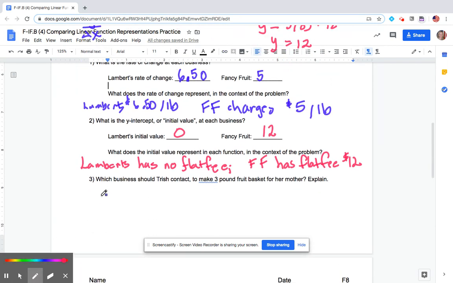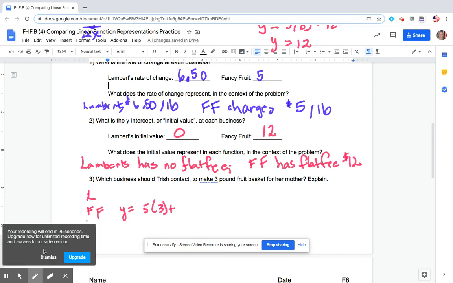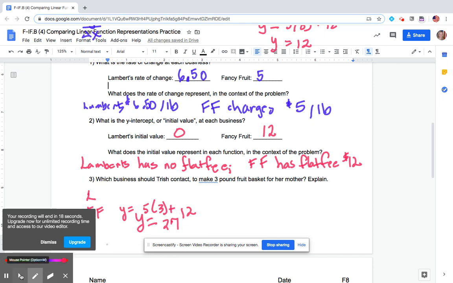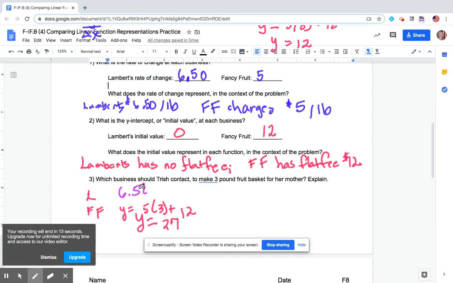All right, so let's think about that. Lambert's or Fancy Fruit? Well, for Fancy Fruit, we're going to use the equation that's given. The equation being 5x plus 12, I believe that was it. So 15 plus 12 equals $27, whereas Lambert's would charge $6.50 times 3. So that's 18 plus 1.50 more, that's $19.50. So she ought to contact Lambert's if all she wants is the 3-pound basket.